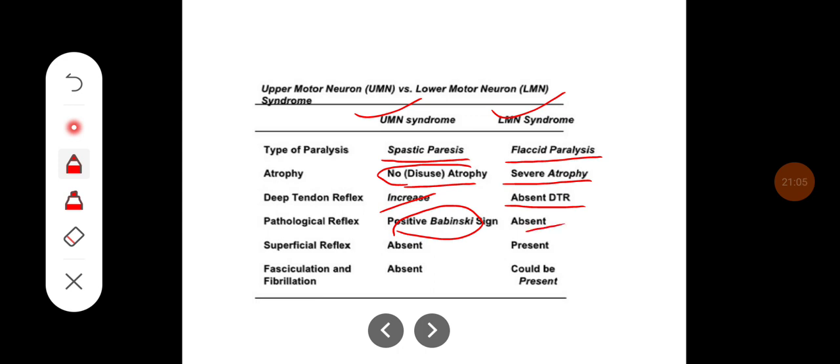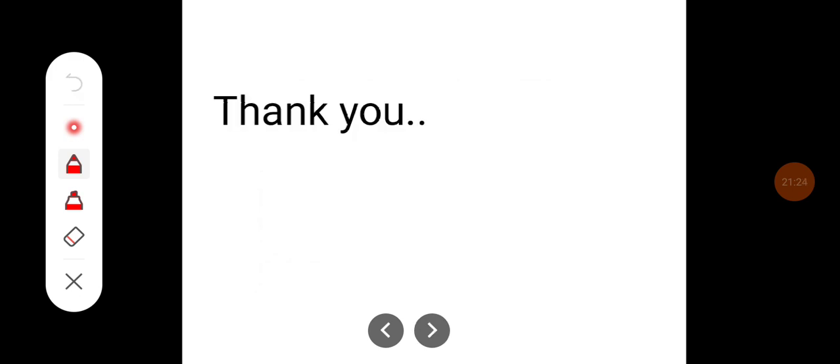Superficial reflexes are absent in upper motor neuron lesion as well as in lower motor neuron lesion. Fasciculation could be present in lower motor neuron lesion. They will be absent in upper motor neuron lesion. So this is how you have to perform the examination of the motor system. Thank you.